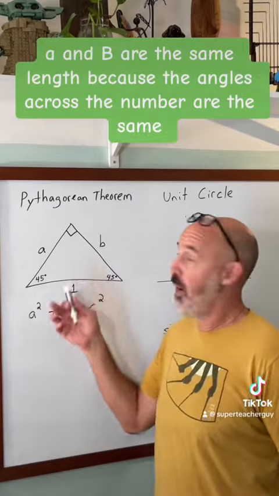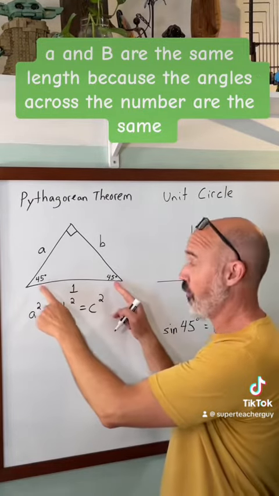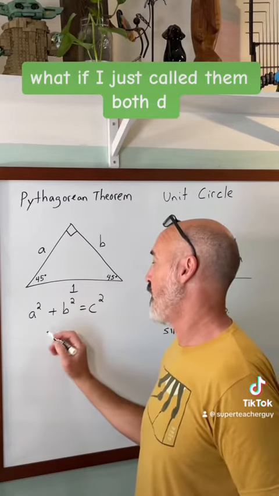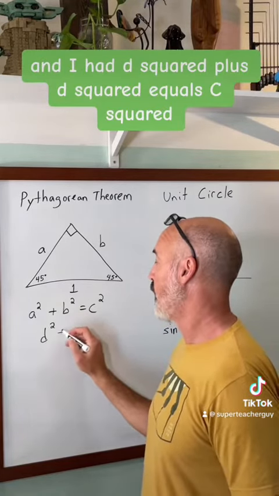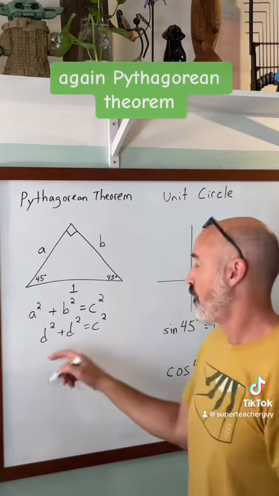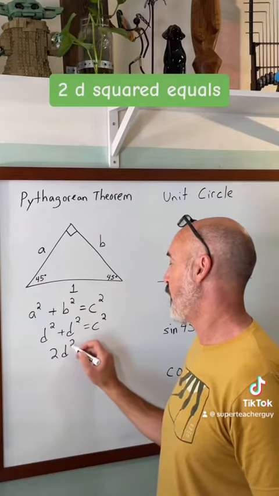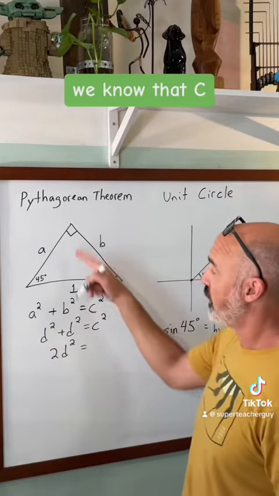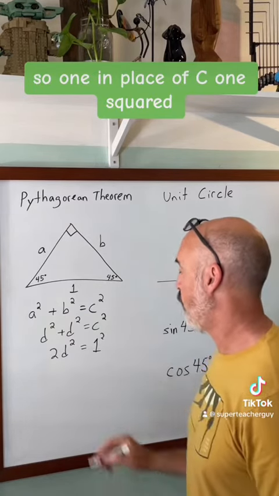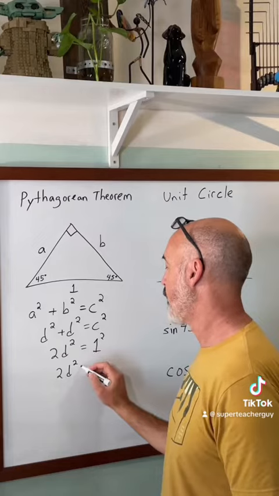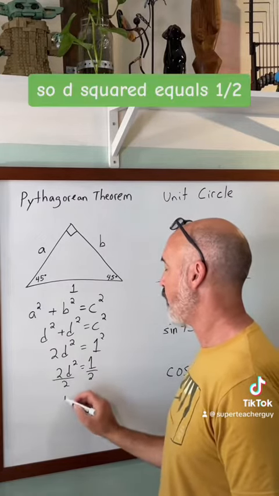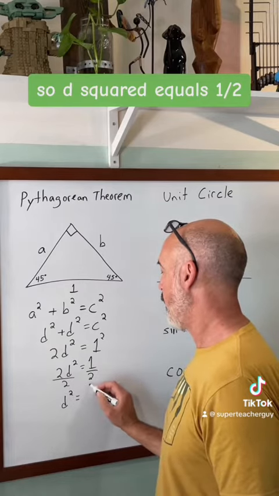In this triangle, A and B are the same length because the angles across from them are the same. So instead of saying A and B, what if I just called them both D? And I had D squared plus D squared equals C squared. Again, Pythagorean theorem. D squared plus D squared, 2D squared, equals C squared. We know that C, the hypotenuse, has a length of 1. So 1 in place of C, 1 squared. So 2D squared equals 1 squared, which is just 1. Divide both sides by 2, so D squared equals 1/2.